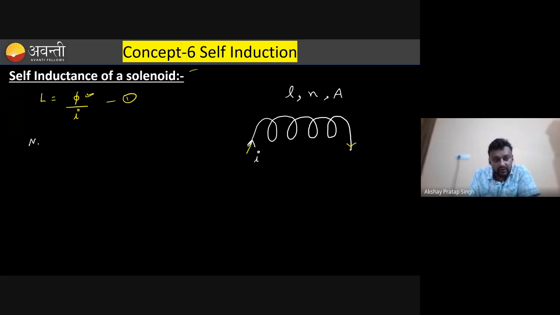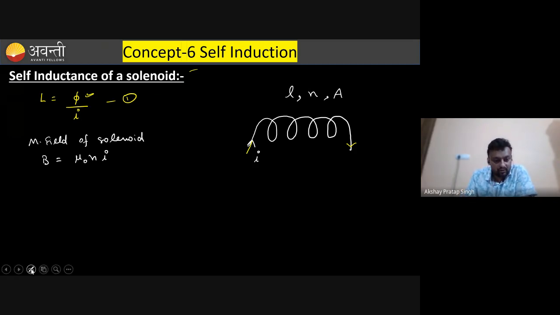So the magnetic field of the solenoid is what? I hope everybody remembers. Can anyone answer what is the magnetic field of the solenoid? You know that it is mu naught n I. I hope it is clear to everyone. This current will create a magnetic field mu naught n I.